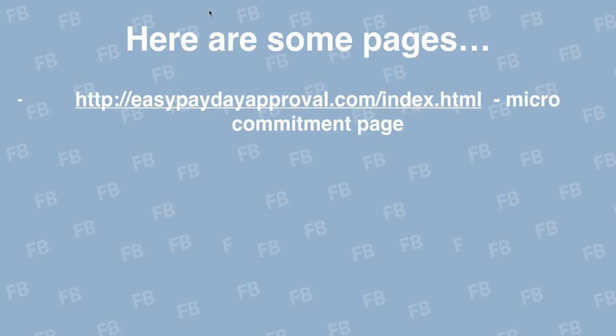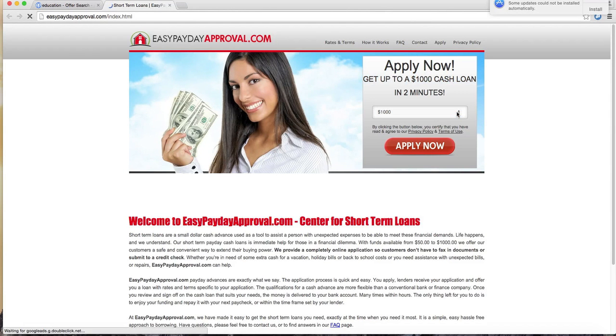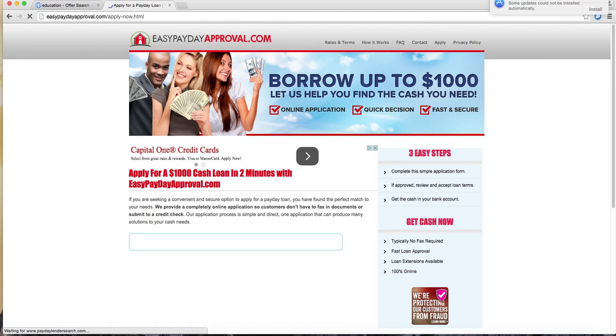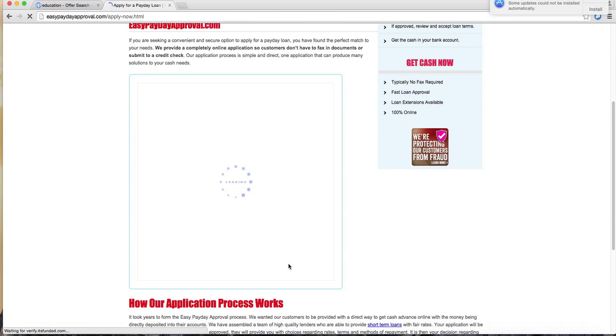So here are some pages, and this is a micro commitment example. Ready? So right here is a micro commitment. More of, excuse me, more of a call to action than anything else. So essentially what this would be here is apply now, get up to a $1,000 cash loan in 2 minutes. So how much money do you want? You want $100 and click apply now and boom, okay? So essentially processing, applying for a payday loan.